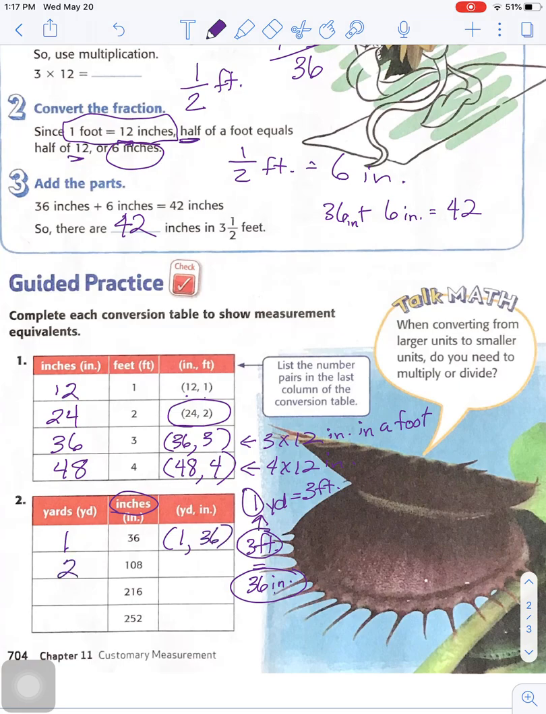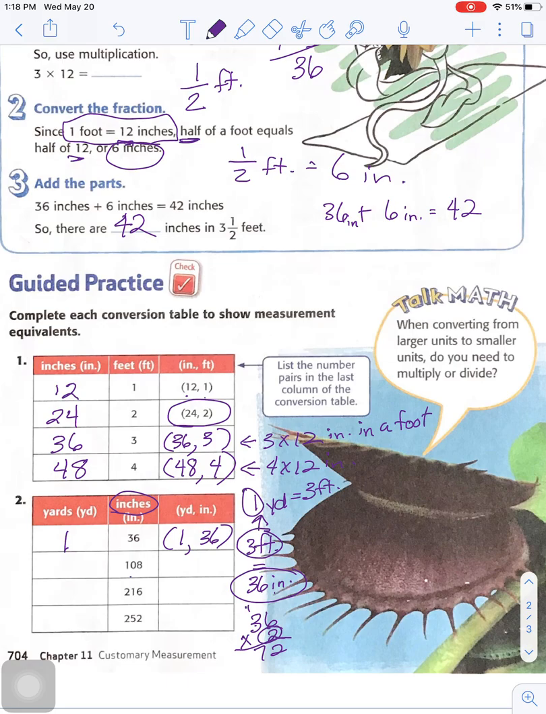Okay, 2 yards, 108 inches. 2 yards, 108 inches, I think. But we better check that, right? So let's see. 36 is 1 yard. If I've got 2, it'd be, oh, that's not going to work, is it? 36 times 2 would be 72. That's not 108. So guess what? It's not going to just follow that pattern. I'm going to have to figure that out. Okay. Well, it's not 2 yards.